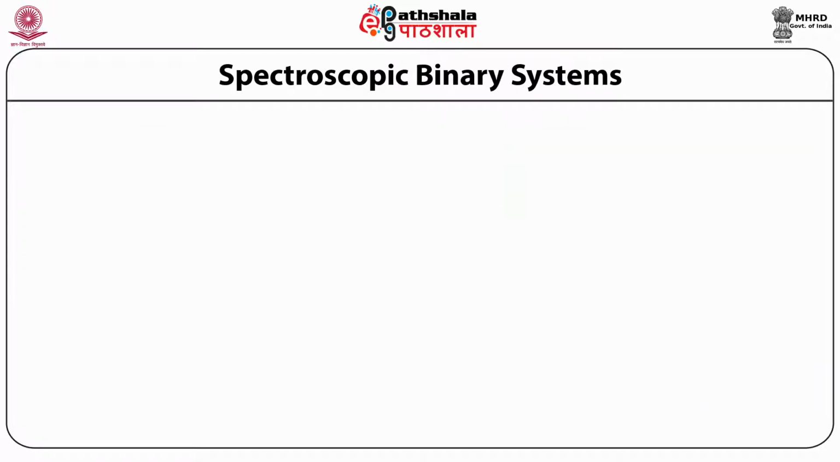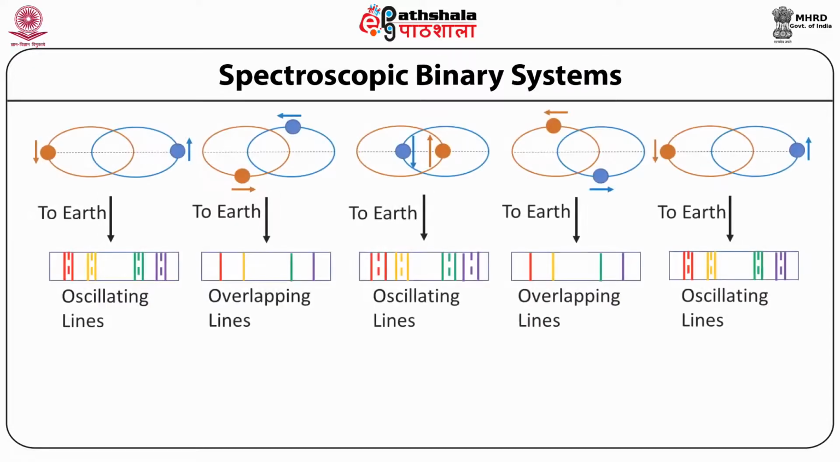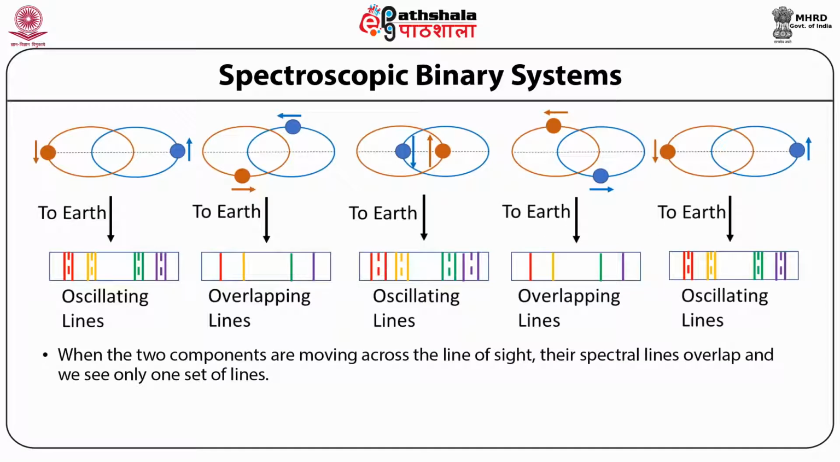Spectroscopic binary systems. Now, a category of binary systems cannot be resolved visually. Their binary nature is revealed through the oscillations of their spectral lines. So consider this figure. When the two components are moving across the line of sight, their spectral lines overlap and we see only one set of lines.